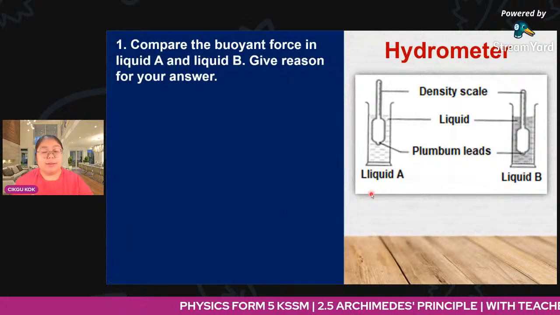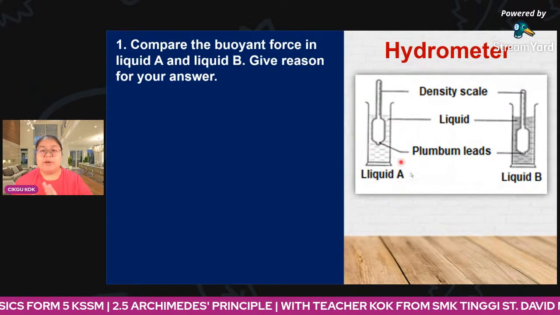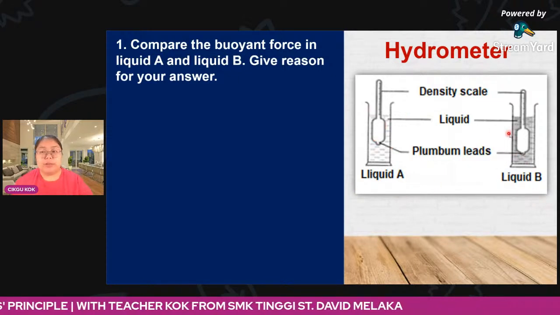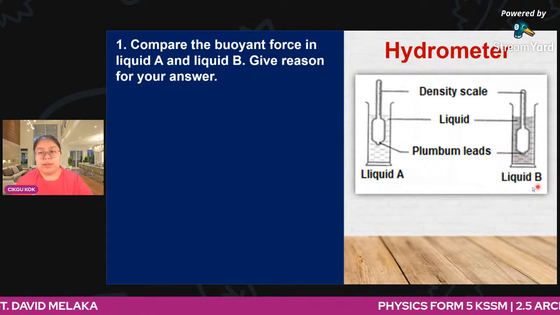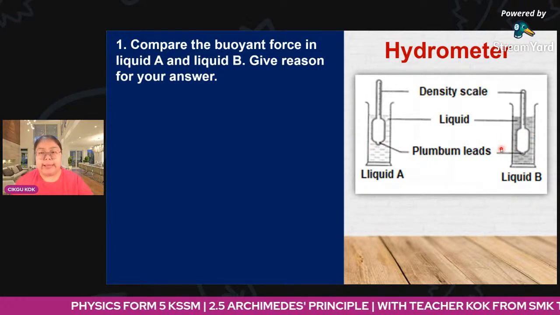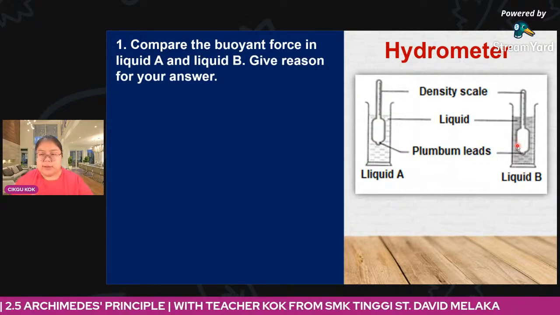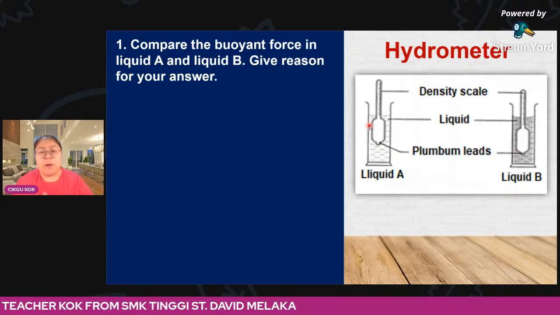Okay, hydrometer again. Now they let you compare two situations. We have liquid A and also liquid B. First, you can see the hydrometer is the same. When I put it in liquid A, the hydrometer floats. When I put it into liquid B, it also floats, but sinks a little bit. For this situation, both are floating. Just some float higher, some float lower. So from here we just look at the diagram and go and see the comparison.